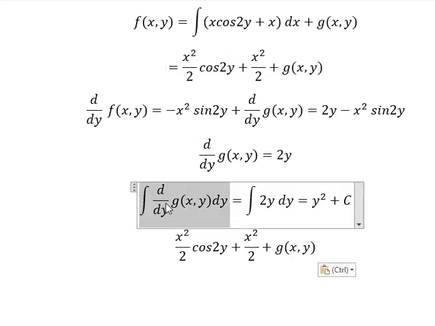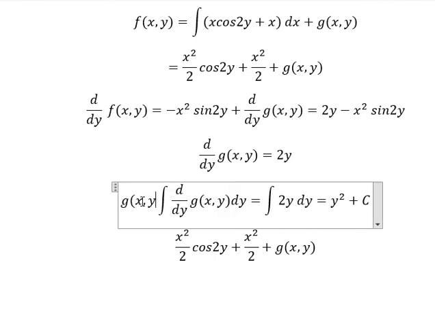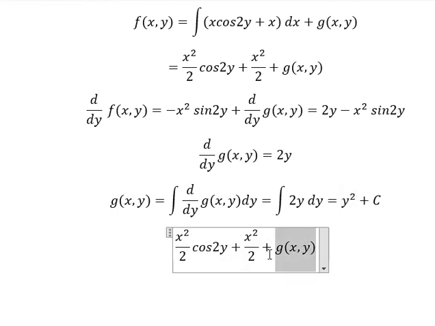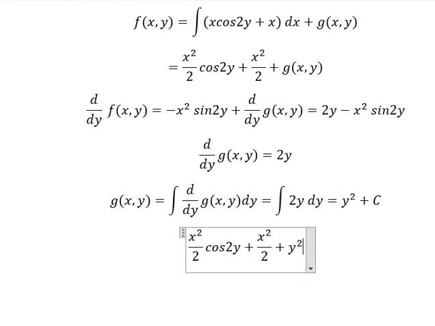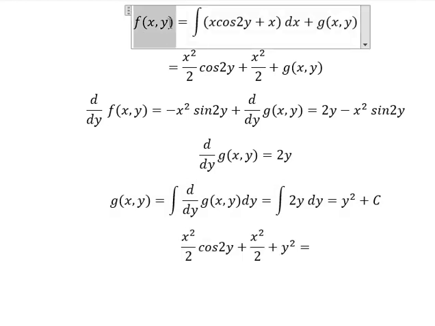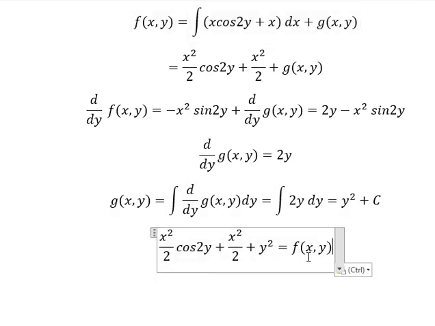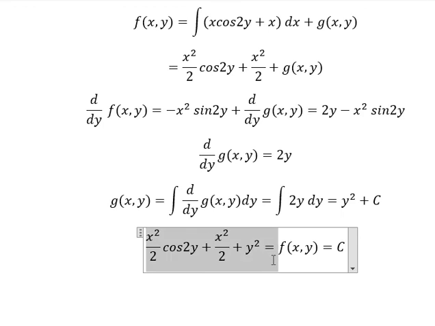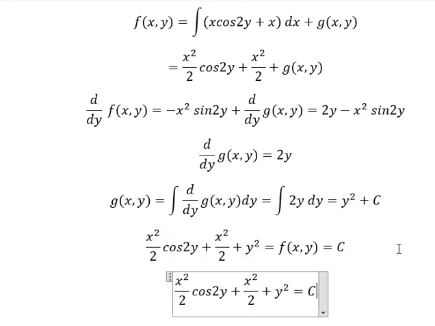So the integration of this one, we have 3xy. 3xy equals to this one. And we know that this one equals to this one. And f(x,y) equals to c. And now we have the final answer.